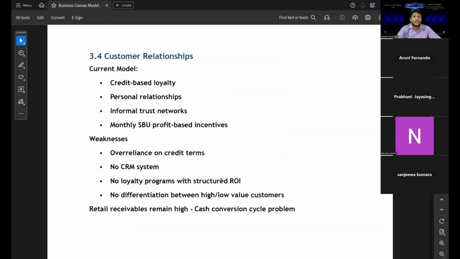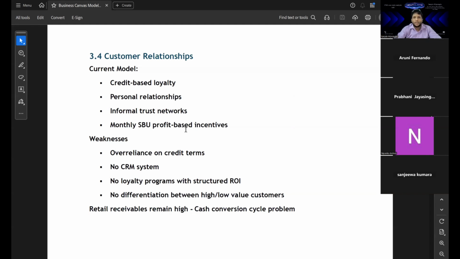You see the current model, credit-based loyalty. I think you may remember in this particular case study, page number 11, the marketing manager of this section is against reduction of credit terms. That was discussed at one management meeting, and instead recommended granting a small percentage as a cash discount. That is what it says: credit based loyalty. Then the personal relationship, informal trust network. We cannot trust them, because even though a well established network is there, people can move here and there because we are not offering a superior value to them. Definitely they are leaving us. So you need to think about that.